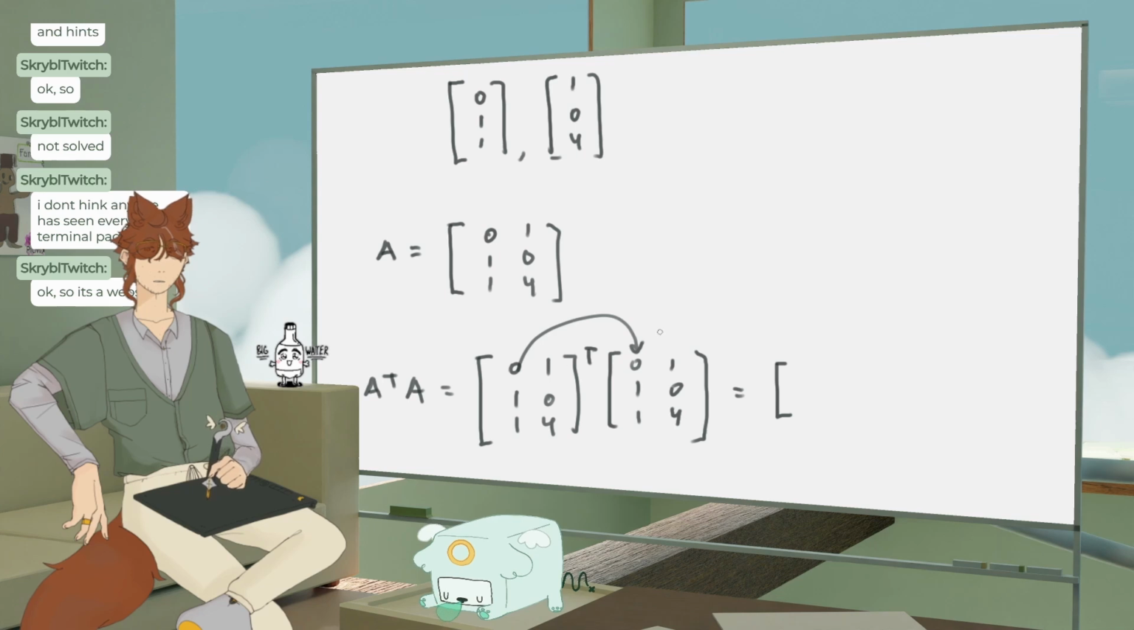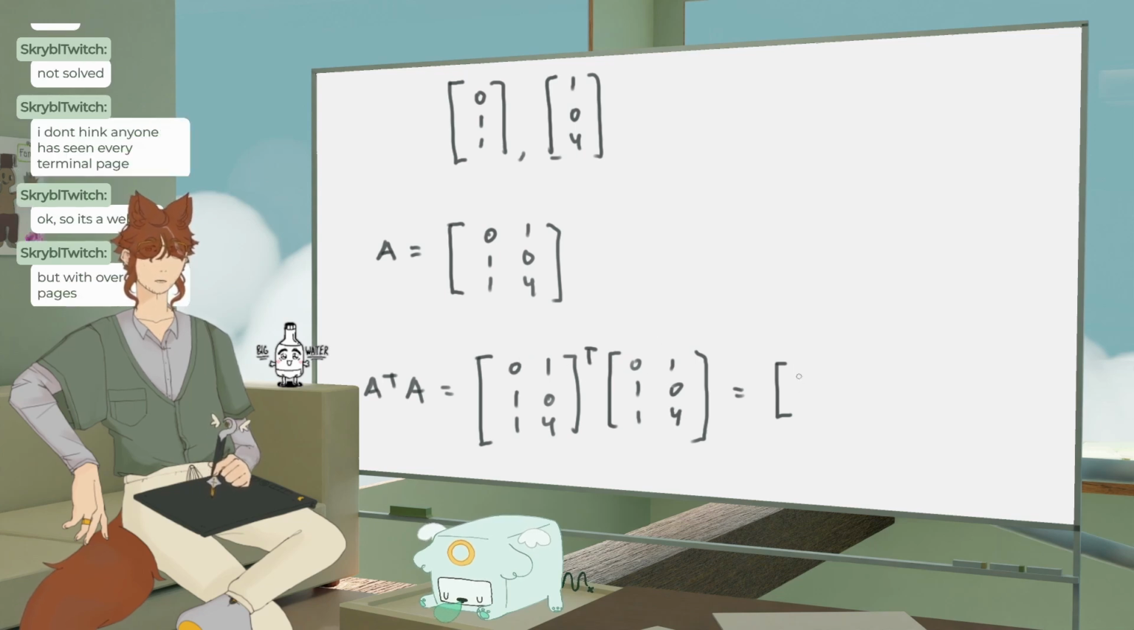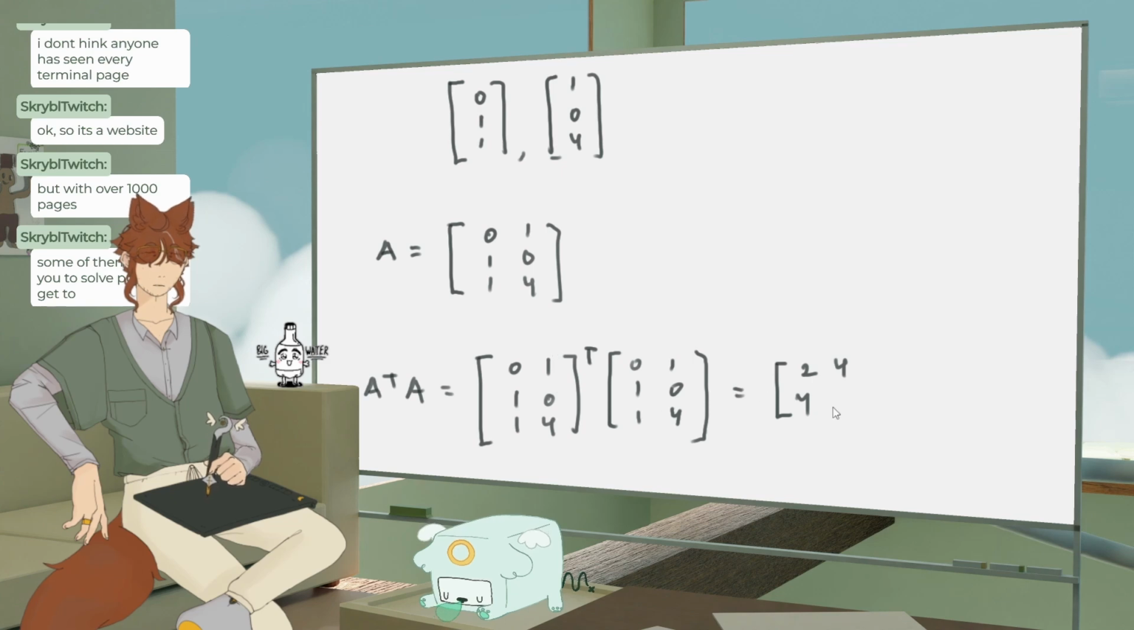Okay, so 0 times 0, plus 1, plus 1, 2. 0, 0, 4. 1, 0, 4. 1, 0, nope, not 4. 16 plus 1, 17.